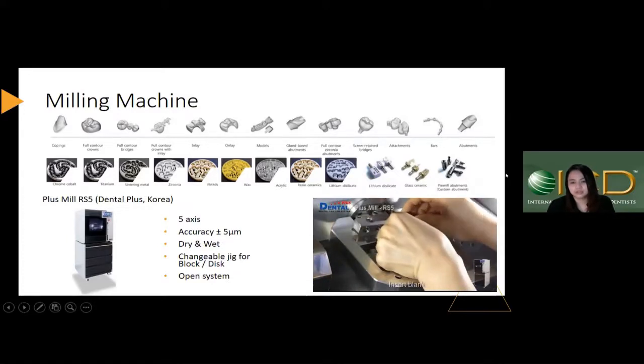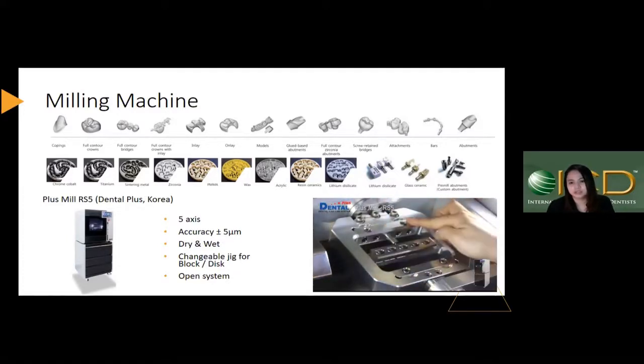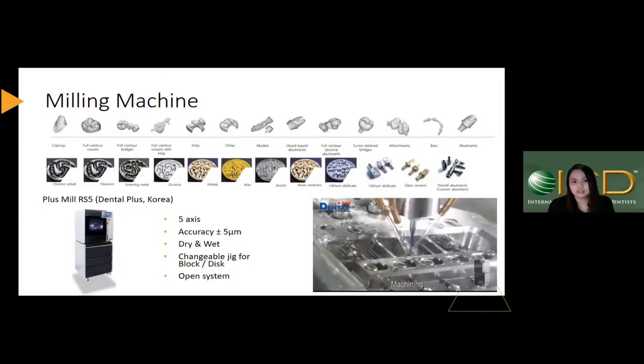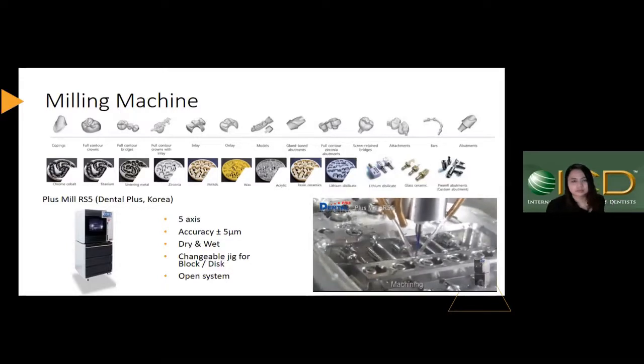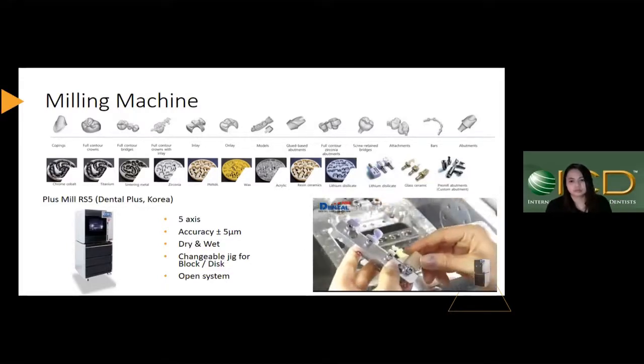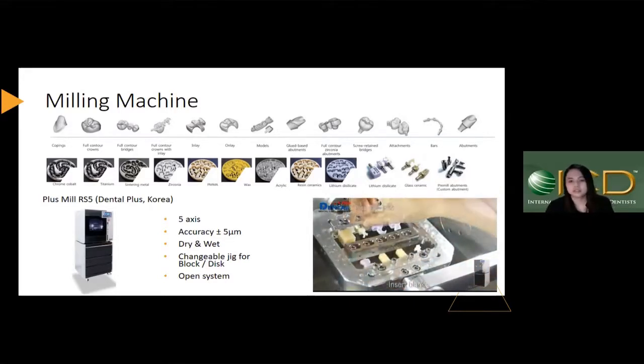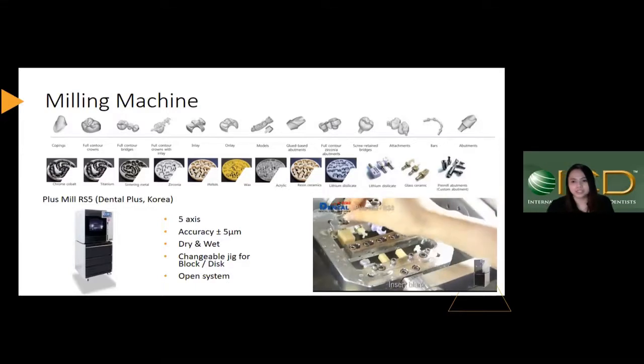So this machine can do everything. You just have to change the jig and do the wet milling. And this one is for ceramic materials block milling. So you can mill more than one block simultaneously.